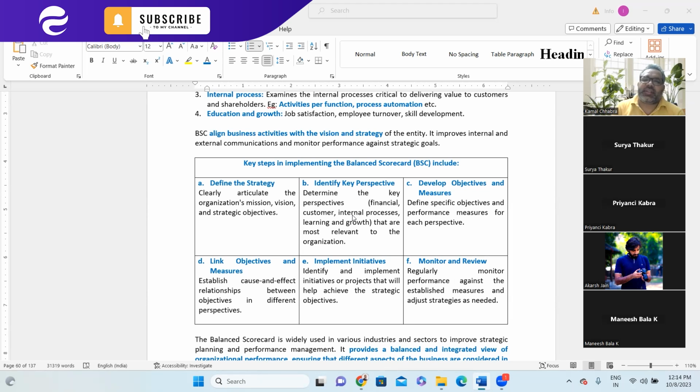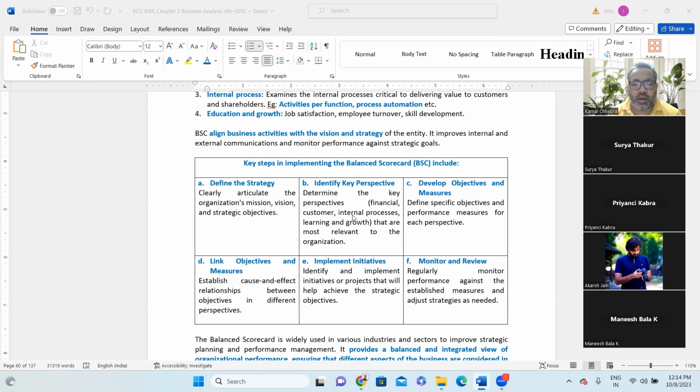First is defining the strategy. Clearly you need to articulate the organization's mission, vision, strategies, and objectives. That has to be clear in the very first place. What is the reason for forming the organization, right? What should it stand for, what should people know about that particular organization, and what are the strategic objectives of the organization? That has to be clear and laid down at the very first stage.